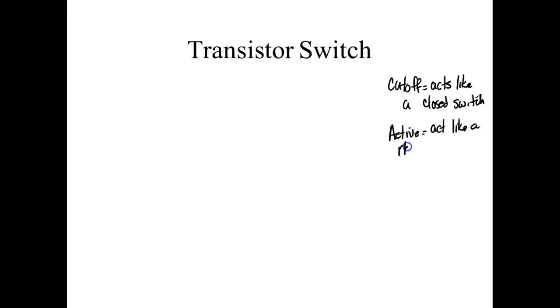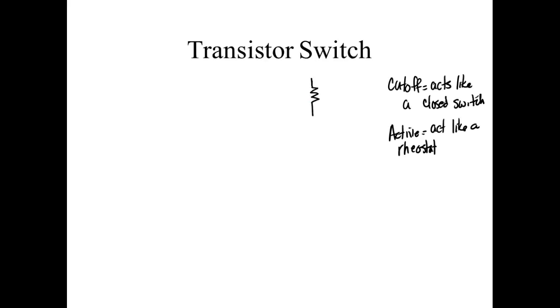What's a rheostat? Y'all know what a rheostat is? A rheostat is a variable resistor. The symbol, a variable resistor. So this is a symbol for a resistor.